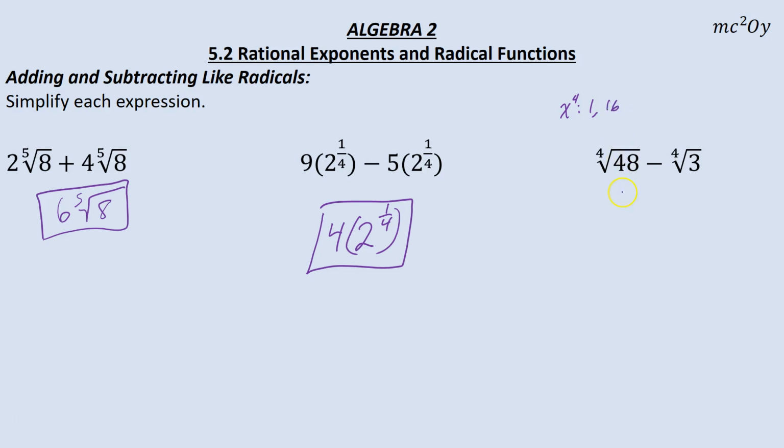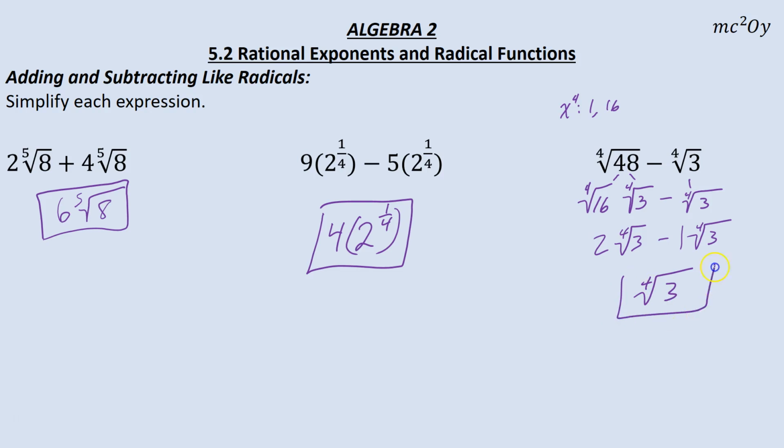Well, actually 16 goes into 48, so we can say that that's the fourth root of 16 times the fourth root of 3. And then minus, we bring down this fourth root of 3. That's good because the fourth root of 16 is 2, so 2 fourth root of 3 minus the fourth root of 3. So this is like having a 1 fourth root of 3. So 2 minus 1 is just 1 fourth root of 3. Alrighty.